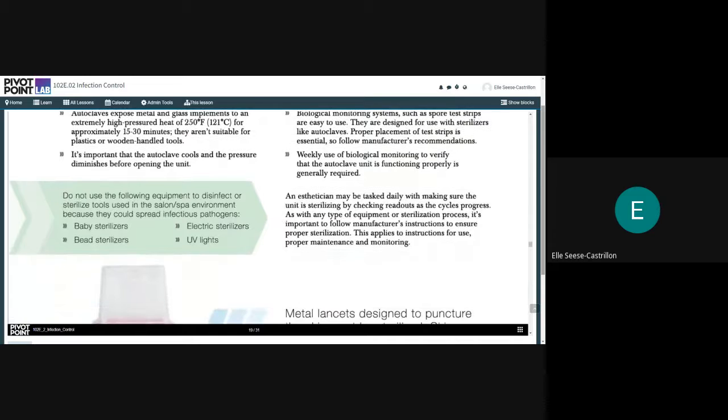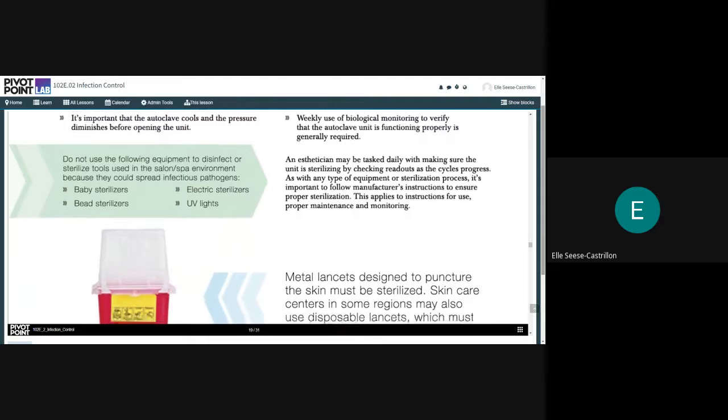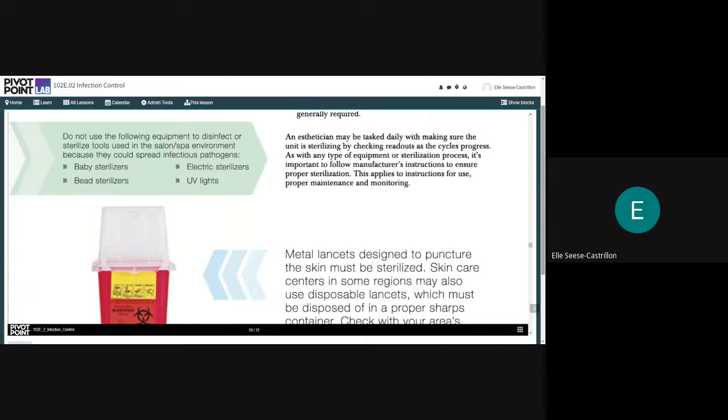Do not use the following equipment to disinfect or sterilize tools used in the salon or spa environment because they could spread infectious pathogens: a baby sterilizer, bead sterilizers, electric sterilizers, or UV lights. As an esthetician, you may be tasked daily with making sure the unit is sterilizing by checking readouts and cycle processes. As with any type of equipment or sterilization process, it's important to follow the manufacturer's instructions to ensure proper sterilization, and this applies to instructions for use, proper maintenance, and monitoring.